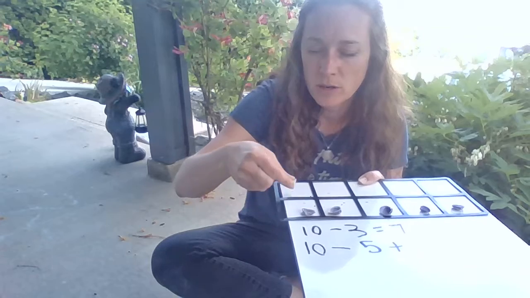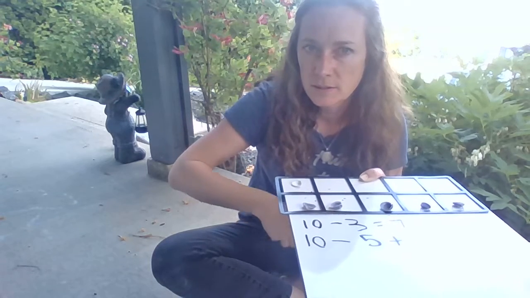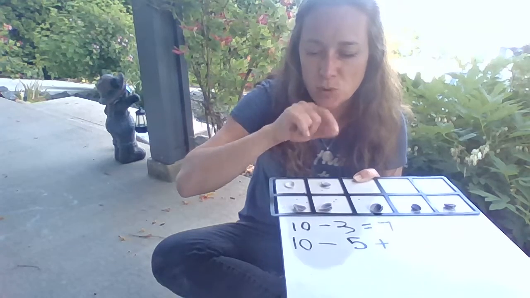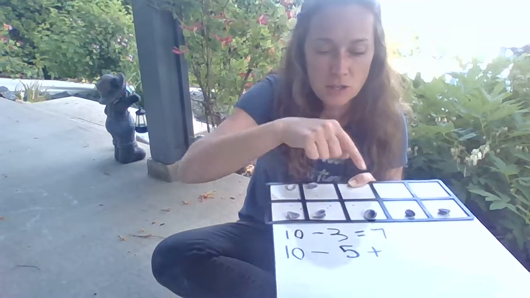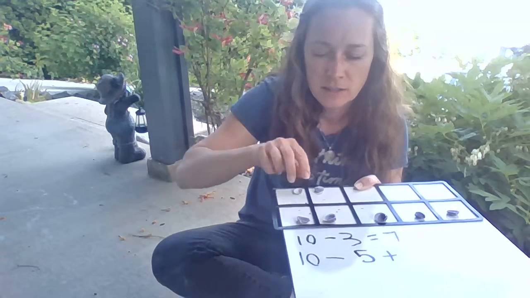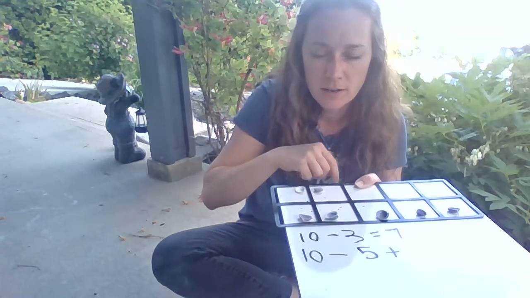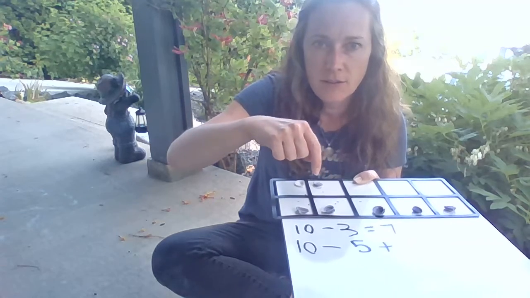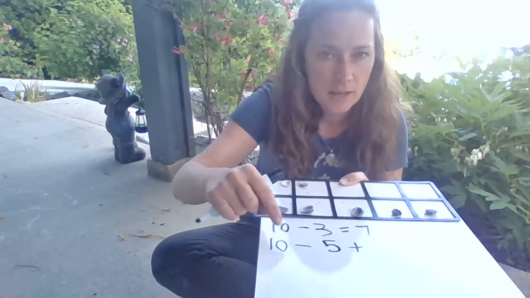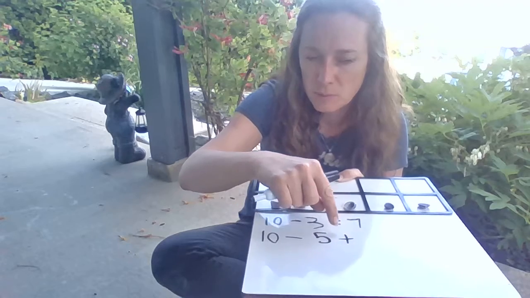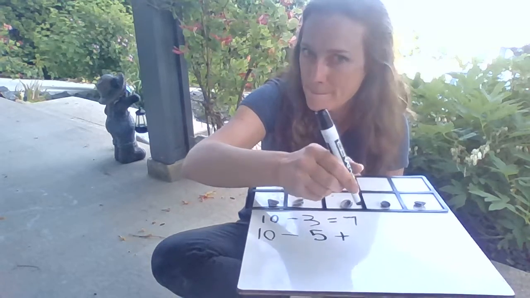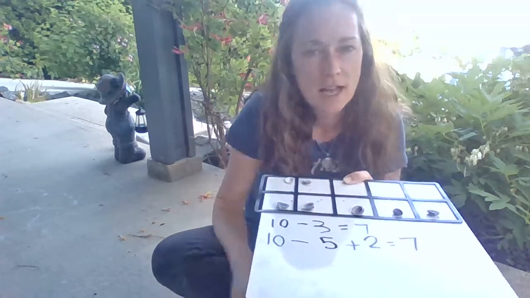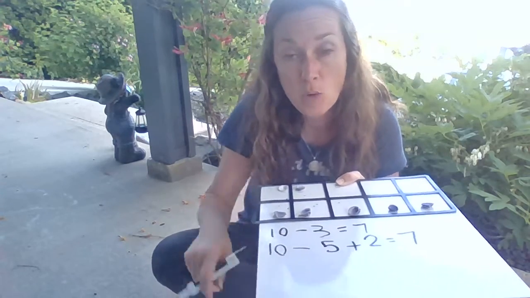I'm going to add 1 more. 6. I'm going to add a second more. 7. So I just added those 2 back on. So I had 5. I had to add 2 more. 1, 2, 3, 4, 5, 6, 7. So 10 take away 5 plus 2 equals 7.